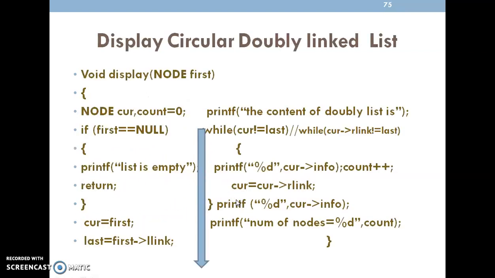Okay, then the last one, display circular doubly linked list. Current equal to first. We have to visit each node and display the information directly here. Current equal to first, last equal to first pointer left link. We get the last node directly. Then until the current reaches the last, we have to display all the information. At the same time you can display the number of nodes in the given list by using a count value. Okay, this one is regarding circular doubly linked list.